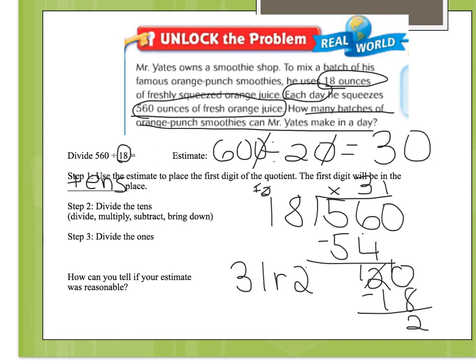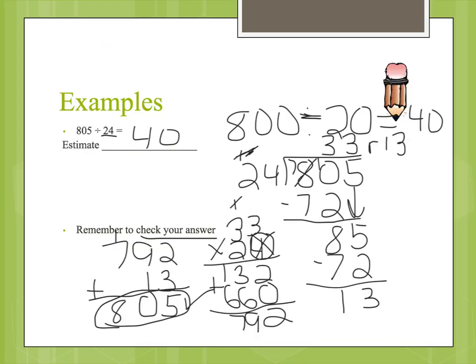And the question here is, is my estimate reasonable? Yes, it is. How can you tell if your estimate is reasonable? Because 31 remainder 2 is very close to 30. So this problem is correct. Okay, there we go.